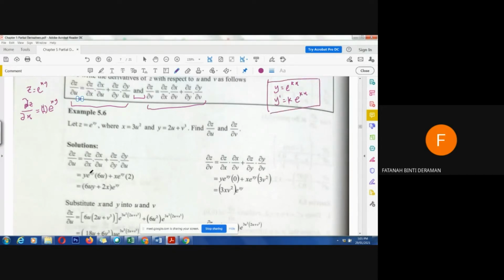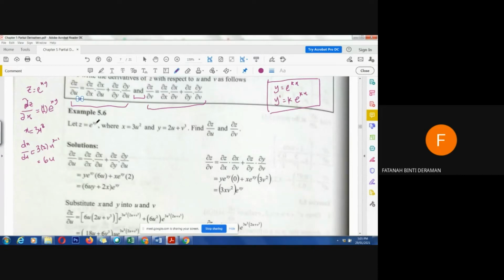Just apply this formula. We get y, because y is a constant here, and then we just copy back the function, e^(xy), and then dx/du. For x we have x equals 3u squared, so dx/du is 3 times 2u to the power 2 minus 1. So we get 6u, right? So we get 6u.